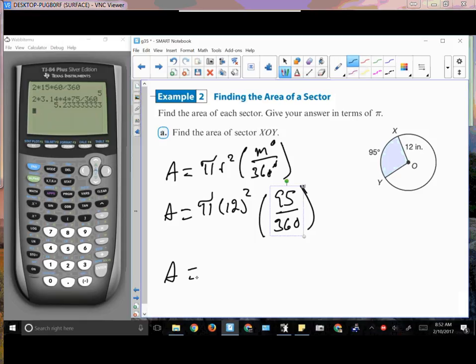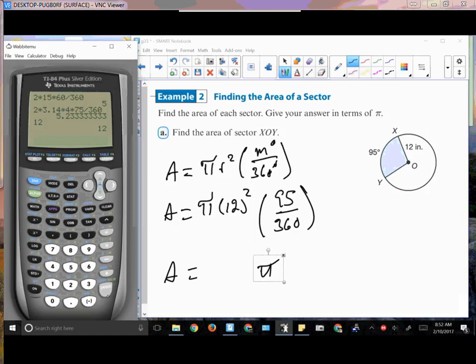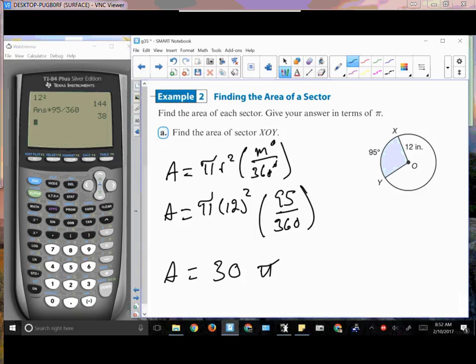So area is going to be equal to, now mind you, we got to keep this in terms of pi. Just leave pi out there. So you get 12 squared multiplied by 95 divided by 360. So we get 38 pi. Areas have to be inches squared, so we put inches squared.